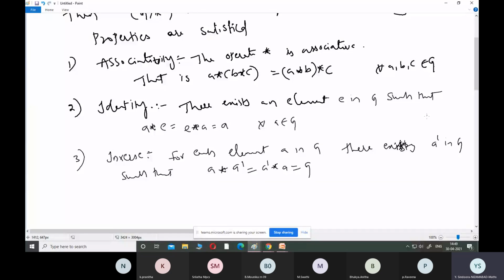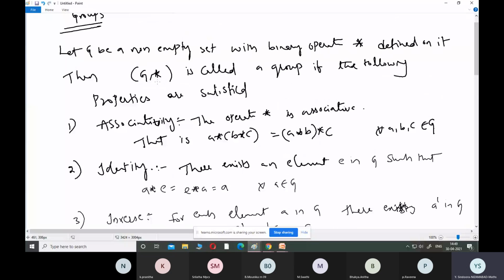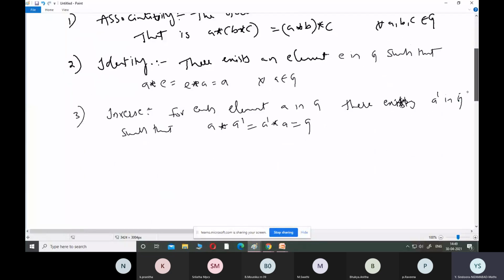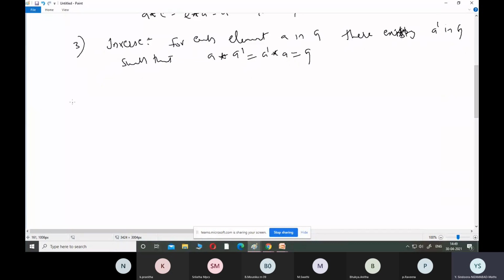So when do I say G is a group? Only when G is equipped with a binary operation, and it should satisfy associativity, identity, and inverse. Let us take an example: the set of integers with the binary operation plus. I'll say it is a binary operation. Why?